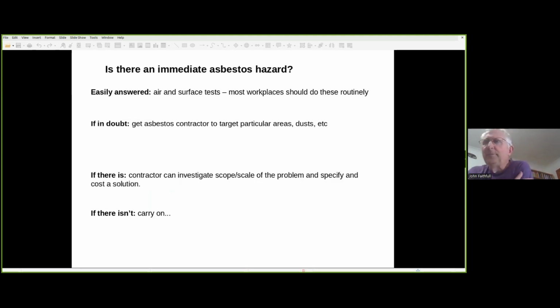If you're somewhere and people ask, is there an asbestos hazard from all these terrible geological collections you've got here, or this terrible thin section lab? It's very easily answered. Most big organisations, certainly at University of Glasgow where I worked, did routine air and surface tests kind of randomly every year, and people would come round and monitor different rooms and buildings and so on.